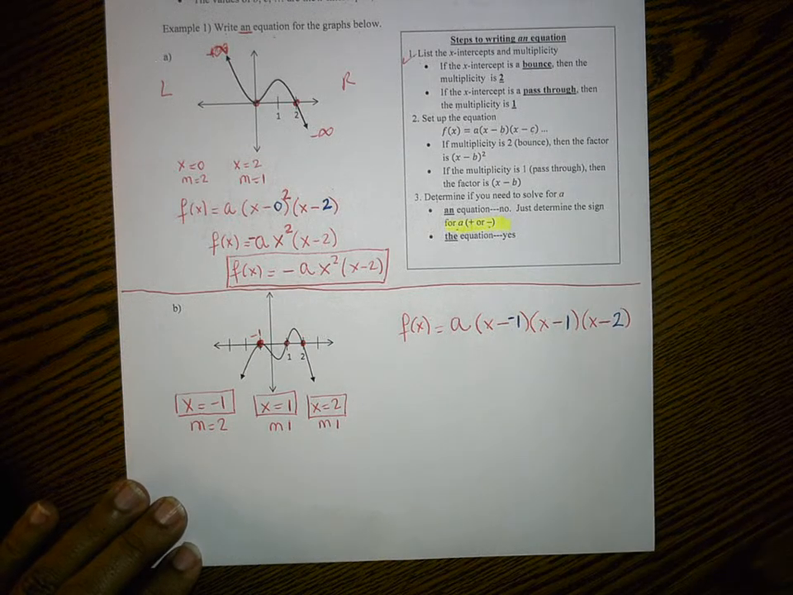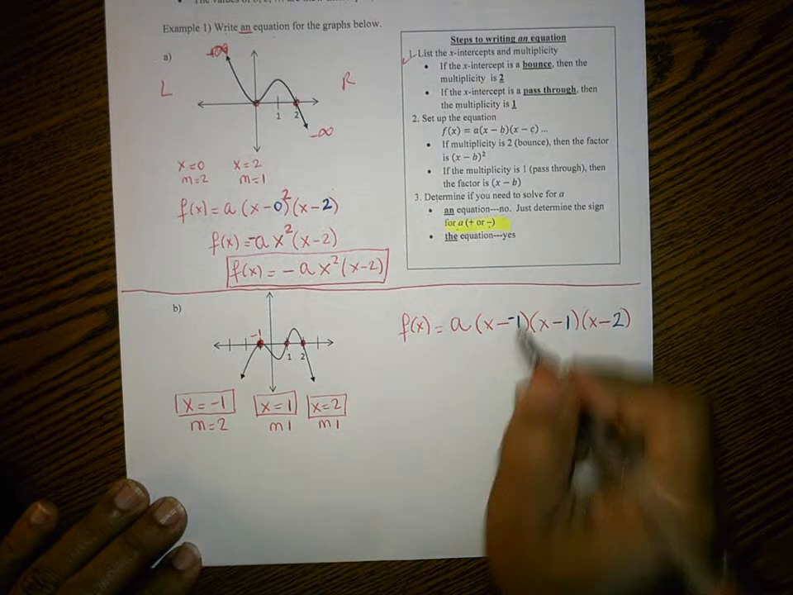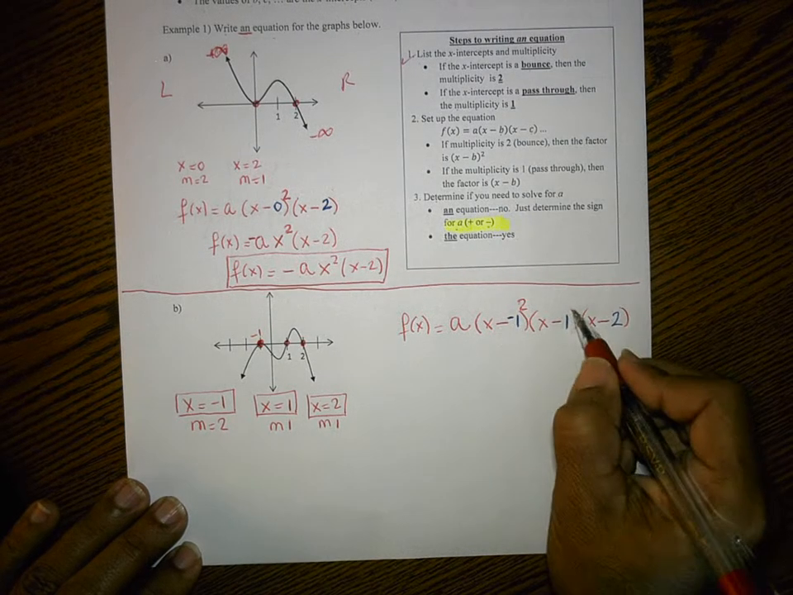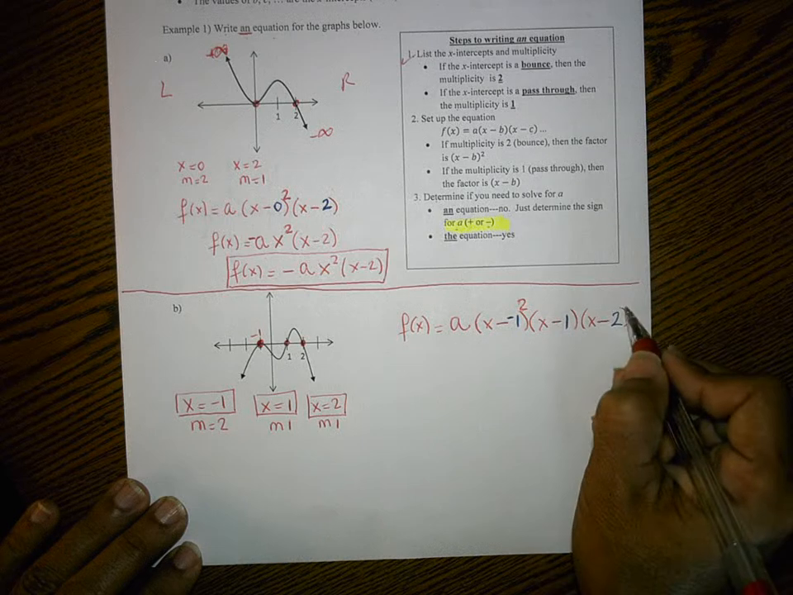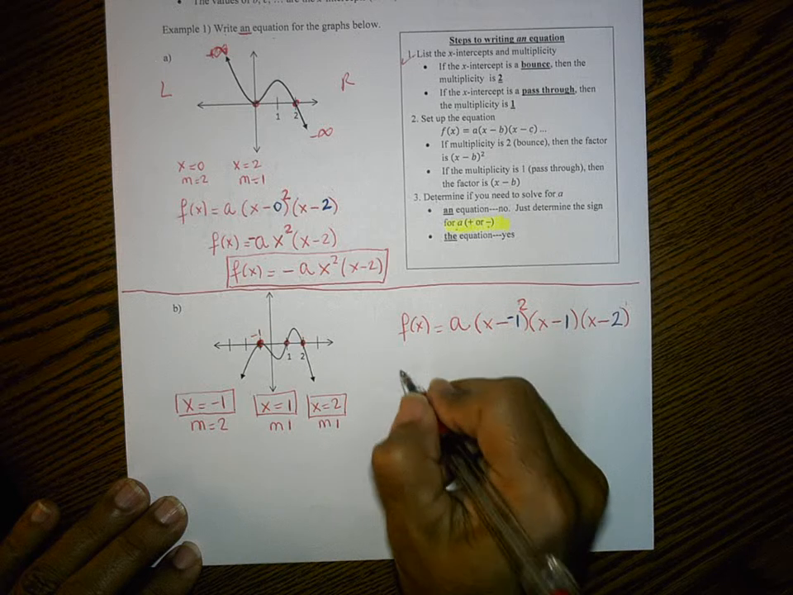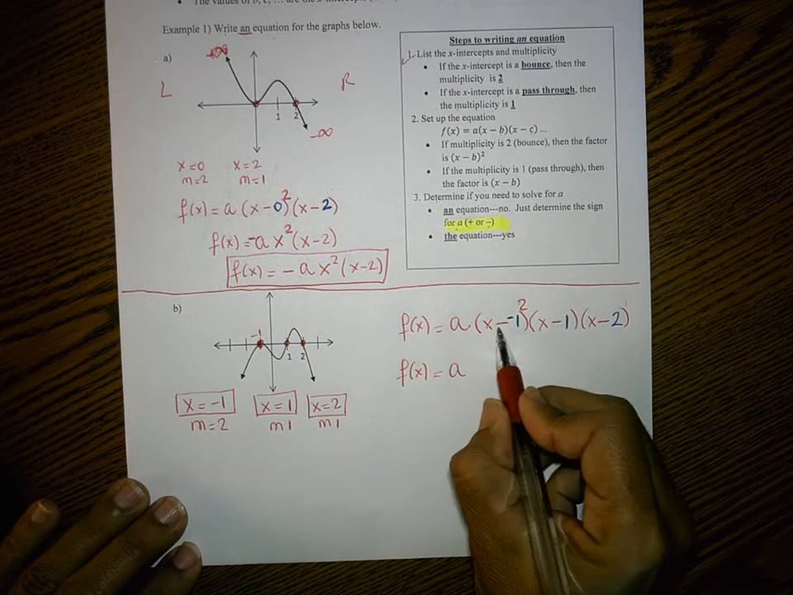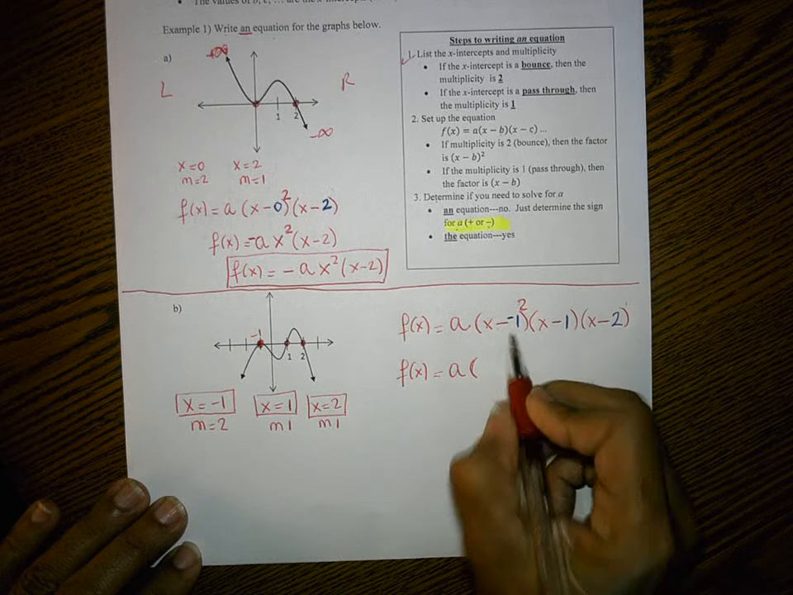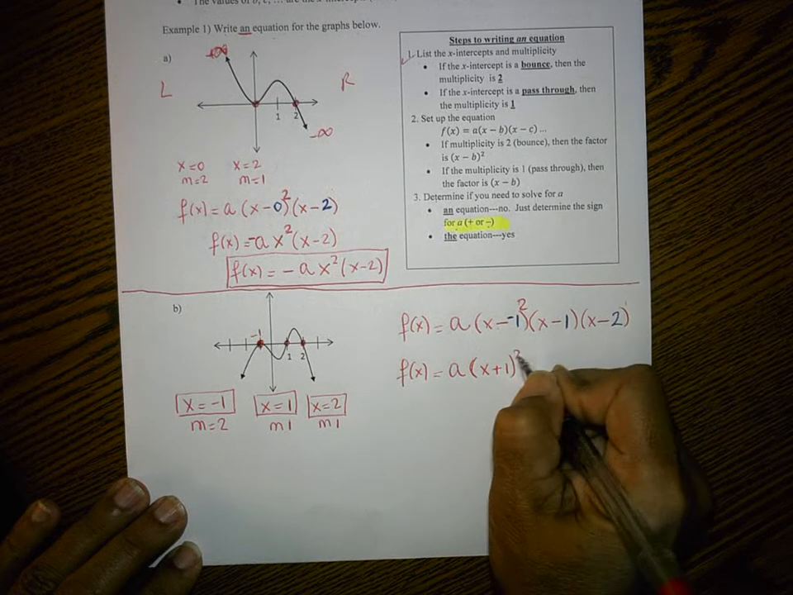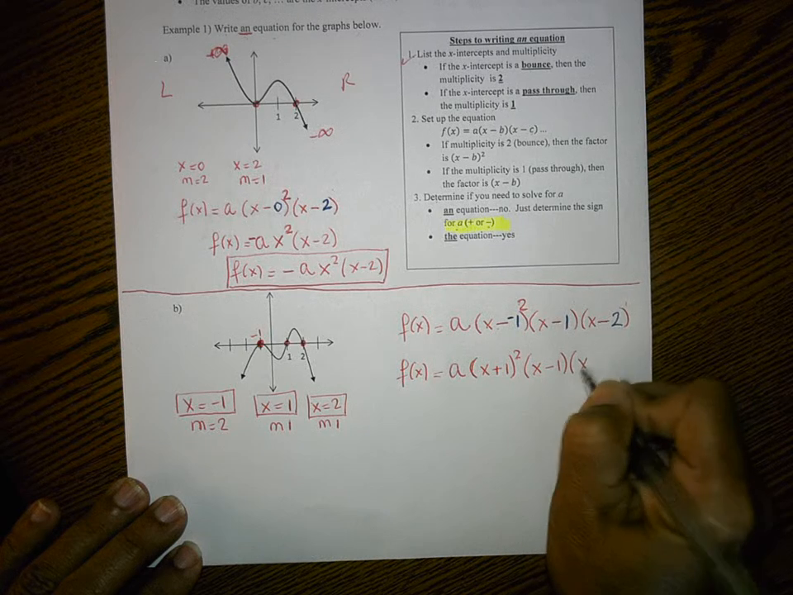Let's take care of the multiplicity. Multiplicity 2 tells me I have to put a squared on this negative 1. Multiplicity 1, I leave it alone. There's an invisible 1. And multiplicity 1, there's an invisible 1. Let's clean it up nice and neat. We have to take care of this negative times this negative over here. A negative times a negative becomes positive, so x plus 1 squared. And over here is just x minus 1, and over here is just x minus 2.